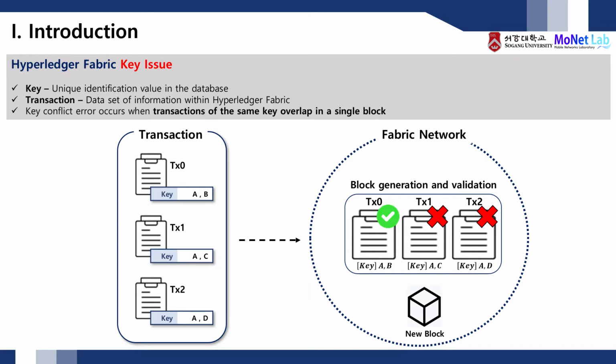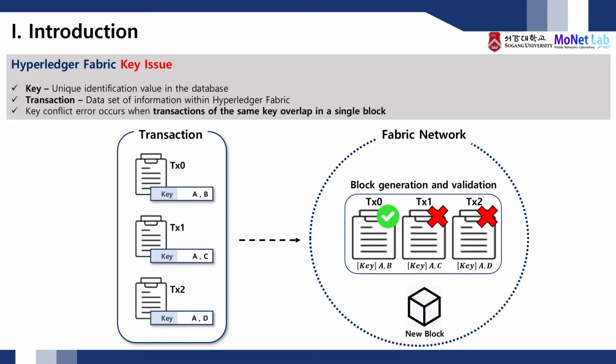A transaction is similar in concept for almost all blockchains, which is a dataset of information, also in Hyperledger Fabric. A transaction in Hyperledger Fabric contains key values to distinguish the source of where the transaction was created. Now, the key issue happens when transactions of the same key overlap in a single block.